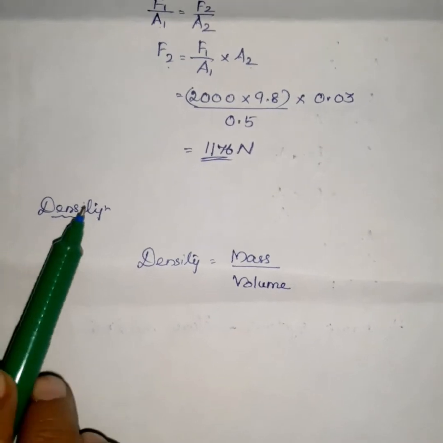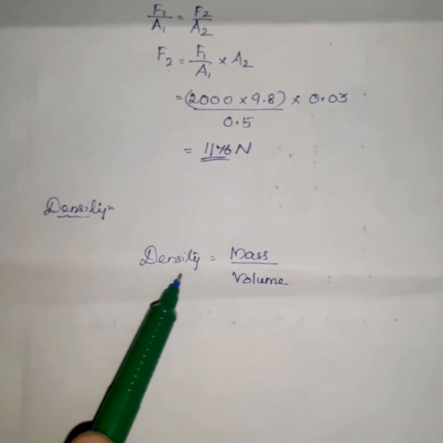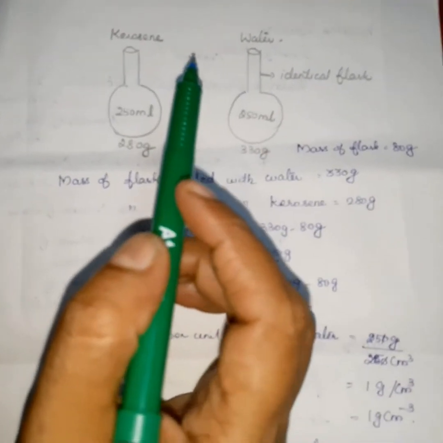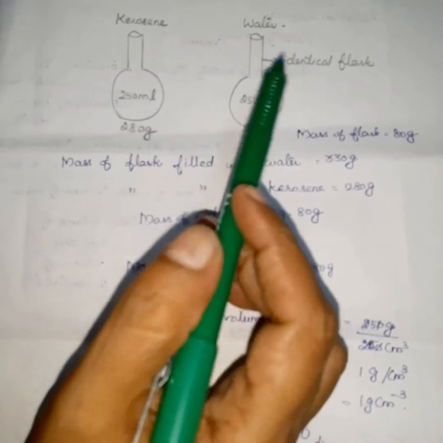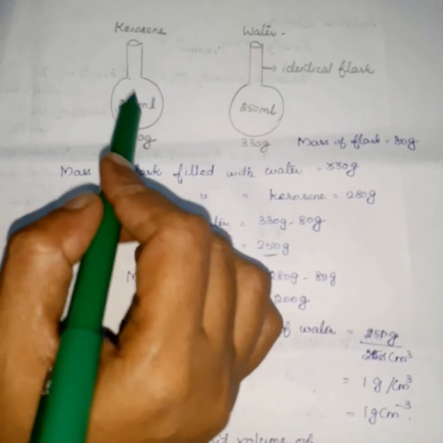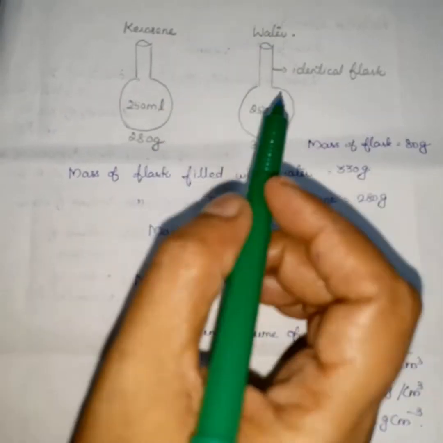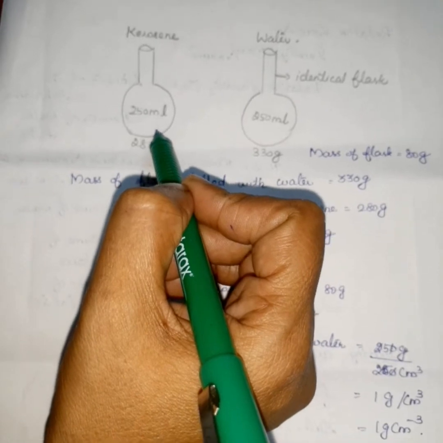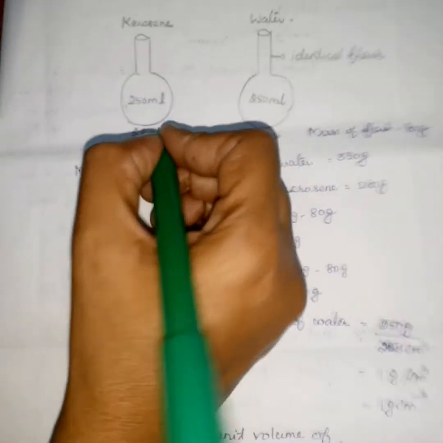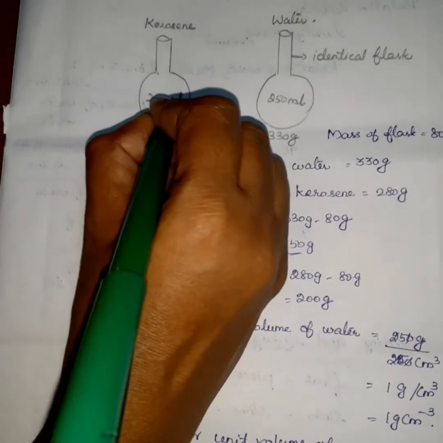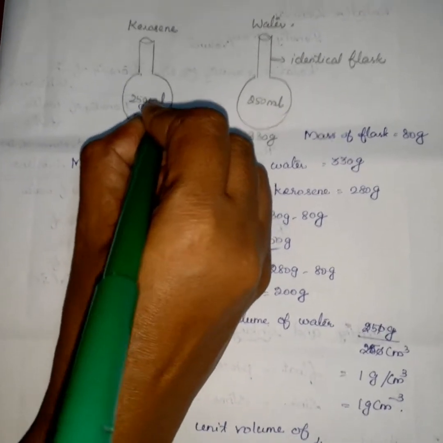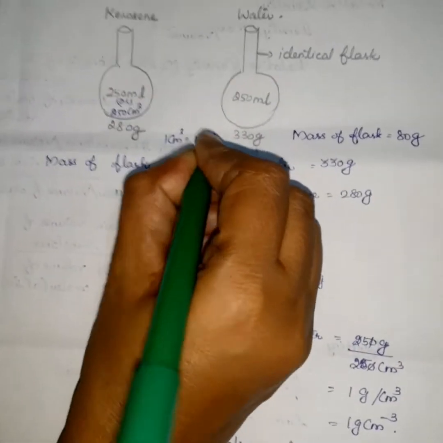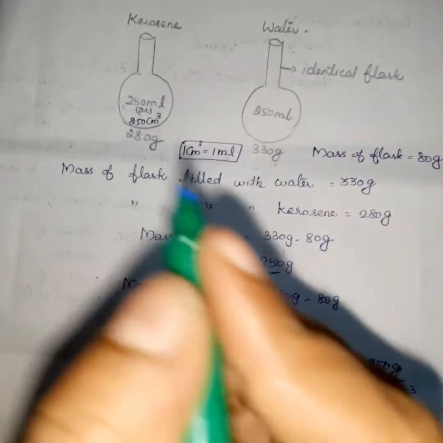Students, now we are going to learn about density. What is density? Density is equal to mass per volume. Now you take two identical flasks. One is filled with water and another one is filled with kerosene. So now you mark the water level at 250 ml, and mark the kerosene level at 250 ml or 250 centimeter cube, because 1 centimeter cube is equal to 1 ml.